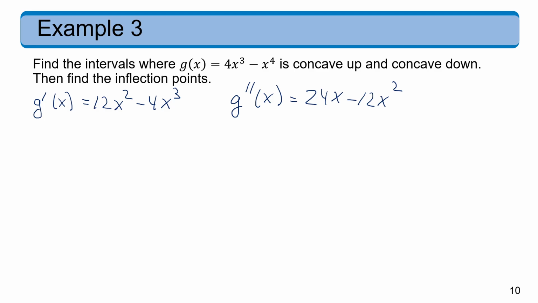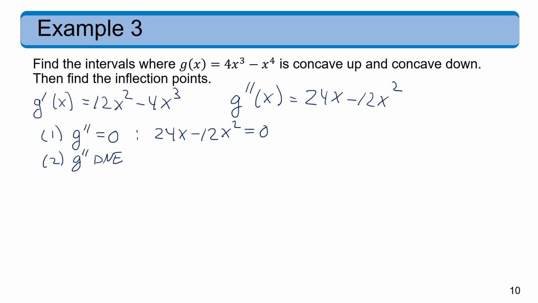Okay, so now this is just like finding critical numbers, except we use the second derivative. So we're going to look for two things: values that make g double prime equal to 0 and values that make g double prime undefined. So for the first one, take our formula for g double prime, set it equal to 0, and then we'll solve for x.